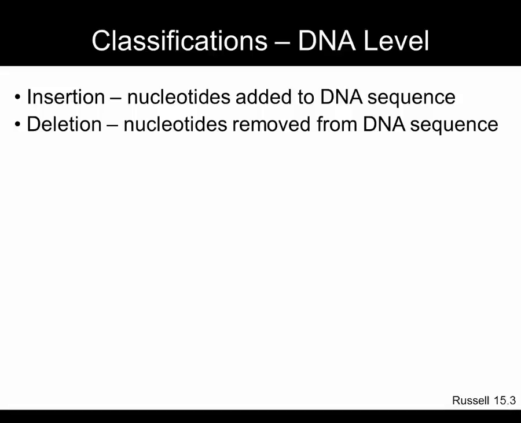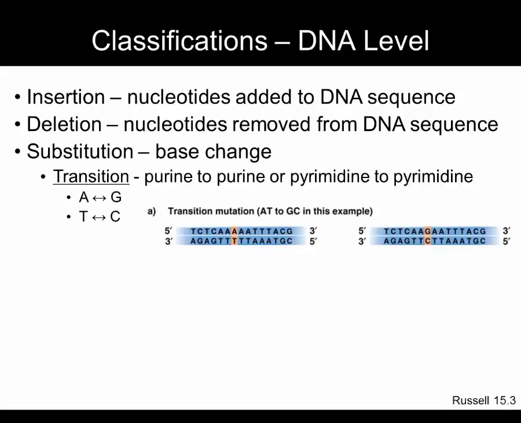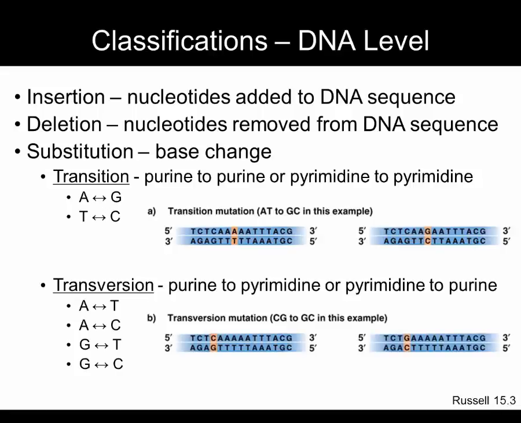In addition to direct problems caused by adding or removing genetic information, such changes can throw off how other bases in the gene are read, corrupting all the information that follows. This is called a frame shift. There are also substitutions, where one base is replaced with another. And there are a couple types of these. A transition is when a purine is replaced with another purine, or a pyrimidine with another pyrimidine. While transversion is a purine changing to a pyrimidine, or vice versa.